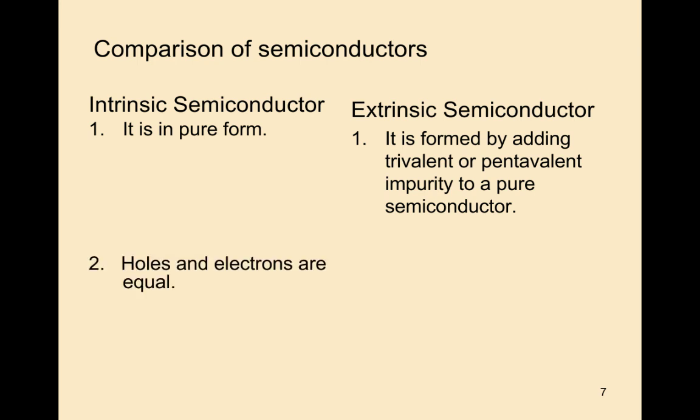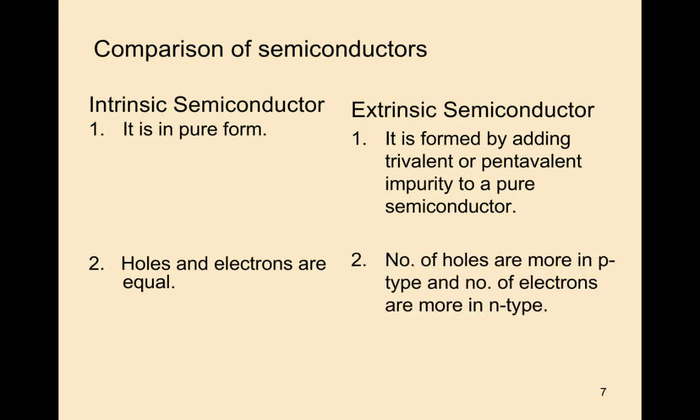Second difference is that holes and electrons are equal in intrinsic semiconductors. In case of extrinsic semiconductor, the number of holes is more in p-type and the number of electrons is more in n-type. But in case of intrinsic, holes and electrons are equal.